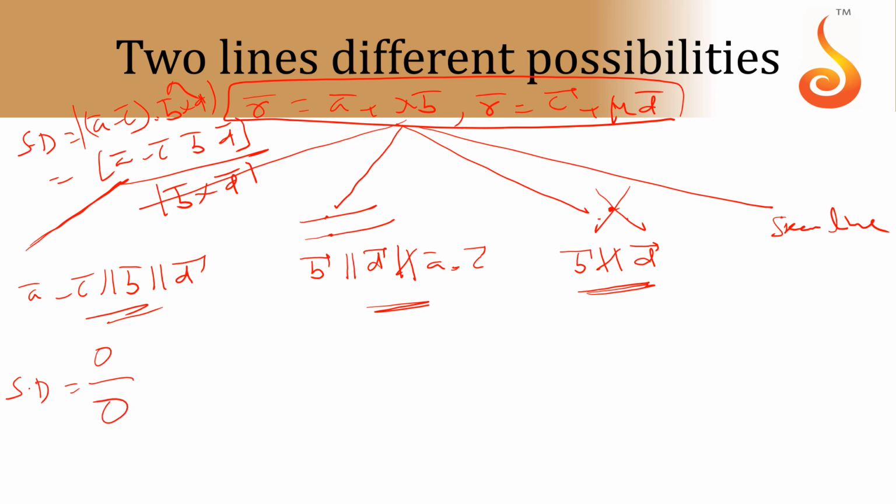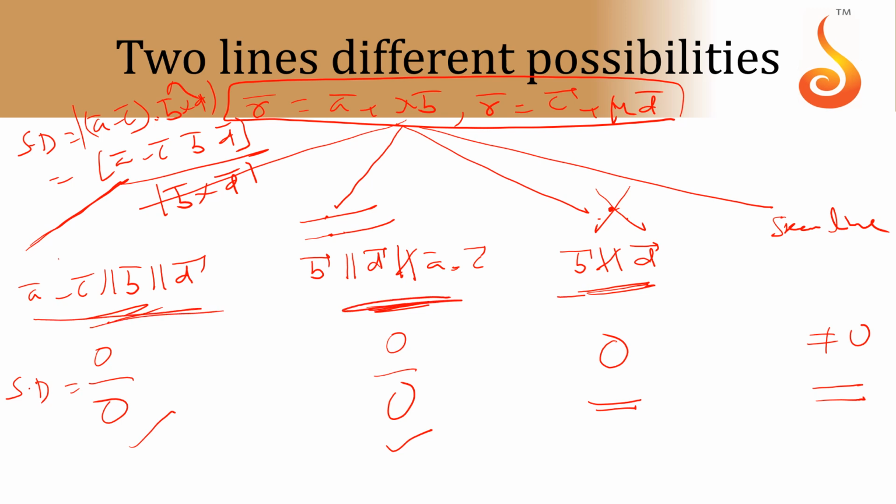Here it is also zero. Here it is not equal to 0. So when the shortest distance, if you observe, is not equal to 0, they are skew lines. If it is equal to 0, they are intersecting. If it is coincident or parallel, shortest distance will take indeterminate form. These are the conditions you should understand and apply while solving the problems.